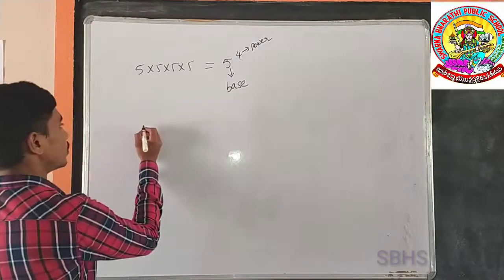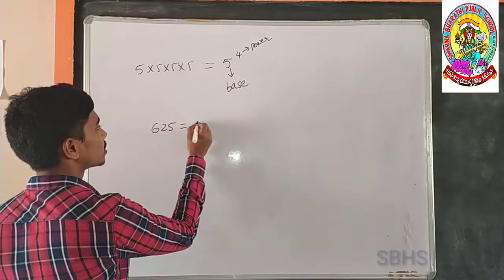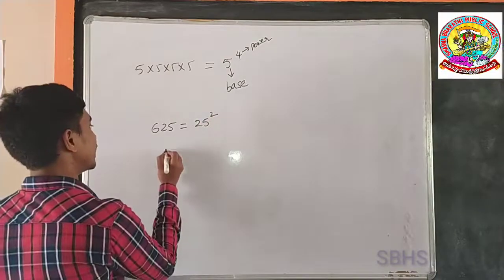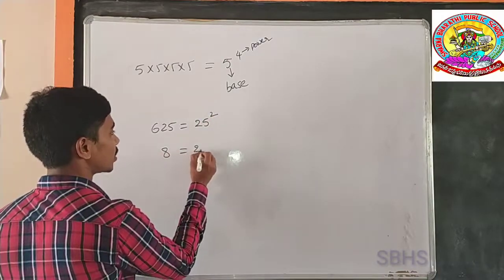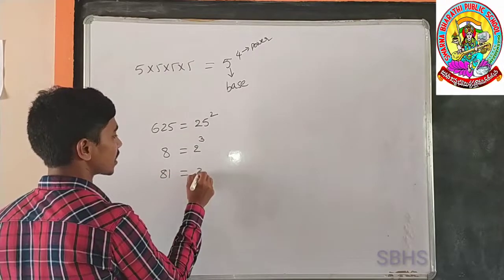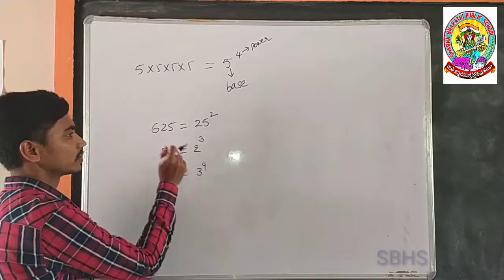For example, 625 can be expressed as 25 square. 8 can be expressed as 2 cube. 81 can be expressed as 3 power 4. These are the exponential forms of these numbers.